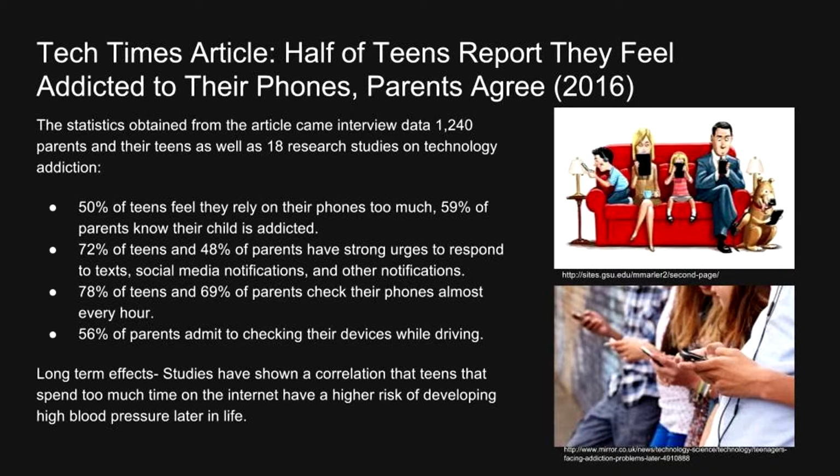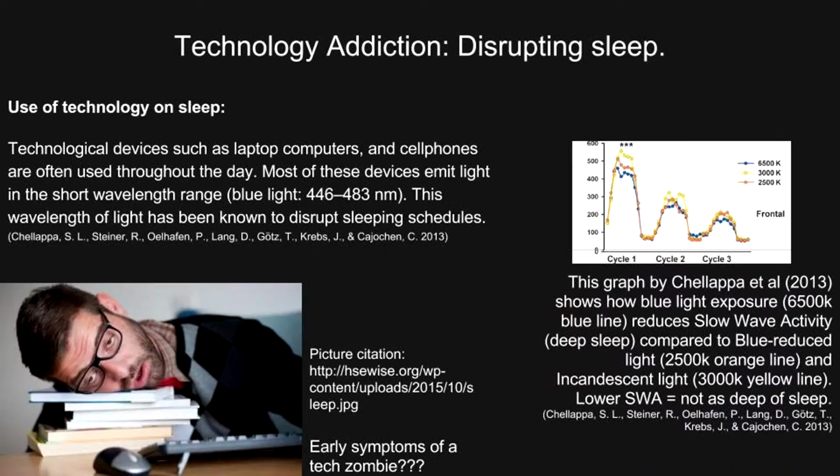Long-term effects of this overuse of technology have shown a correlation that teens that spend too much time on the internet have a higher risk of developing high blood pressure later in life. The overuse of technological devices has been found to parallel symptoms of non-substance use disorders. One such symptom is difficulty sleeping due to cell phone use and the light emitted from the device.